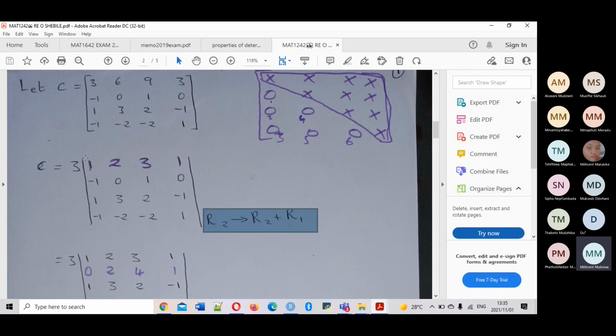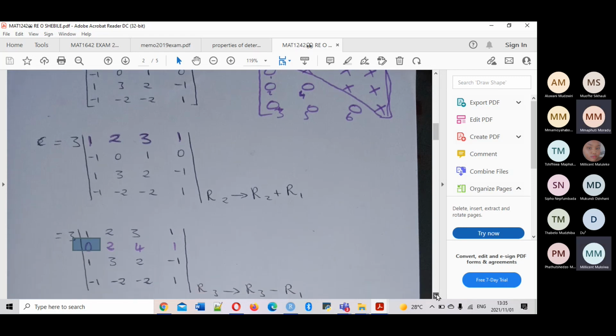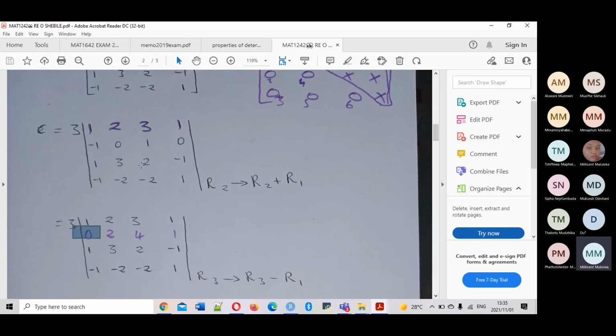So when we say row 2 plus row 1, -1 plus 1 is 0. So that's why here you see we've got 0. Do you understand now? So we do the same thing to the others. You apply the same approach to those other numbers. Then you will see, you will get this.